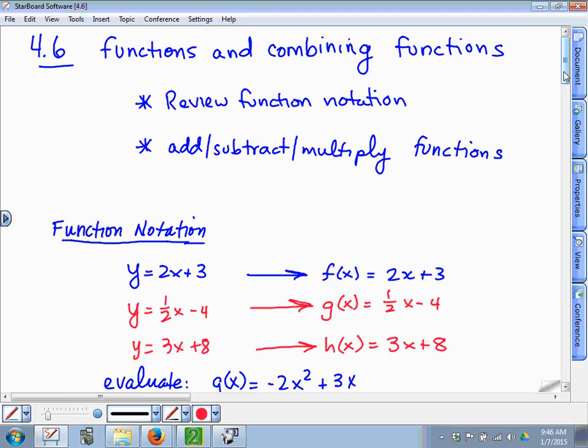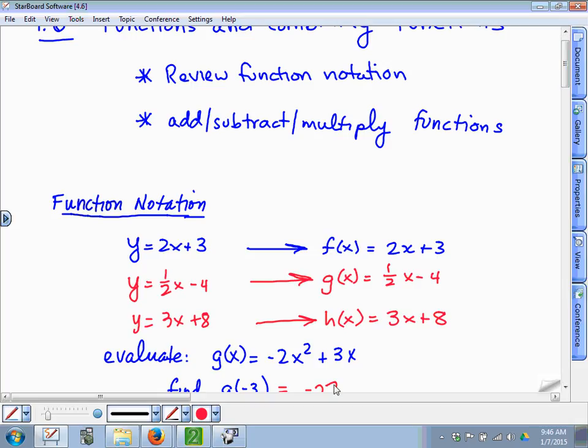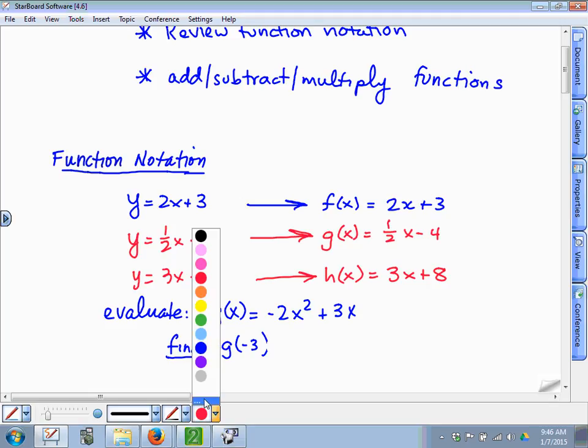Probably one of the first things you learned is how to evaluate a function. Real easy to do. So let's do this as our first example. Write that function down there. g of x equals negative 2x squared plus 3x. I'll show you here in a second what I want you to evaluate. Evaluate g of negative 3.